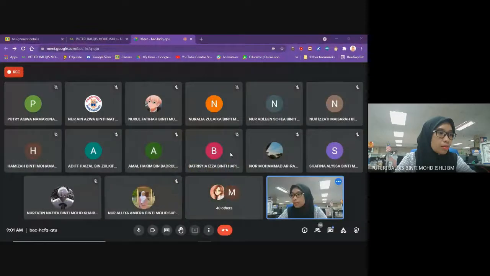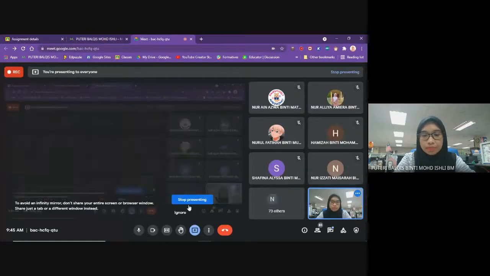And ada berapa orang? 81 orang. Ada 2 orang tak datang. 81 termasuk saya, 2, so 79 lah. Ada 4 orang tak ada. So, okay, nanti saya letak je lah sebagai pointing.